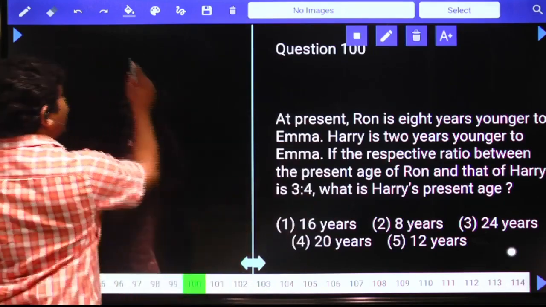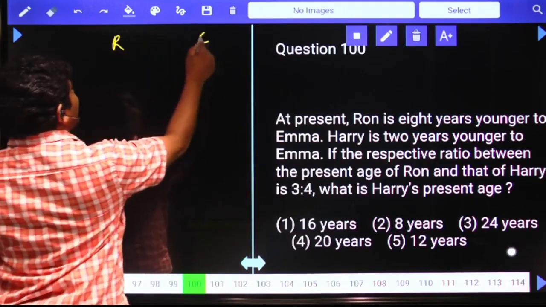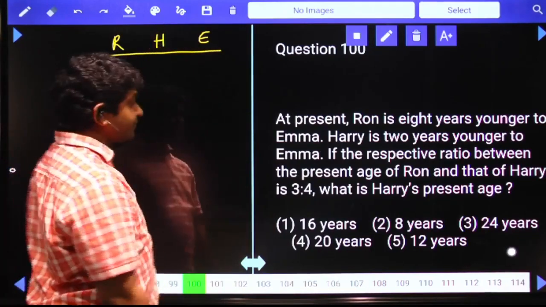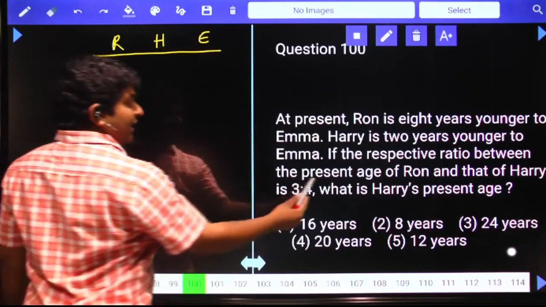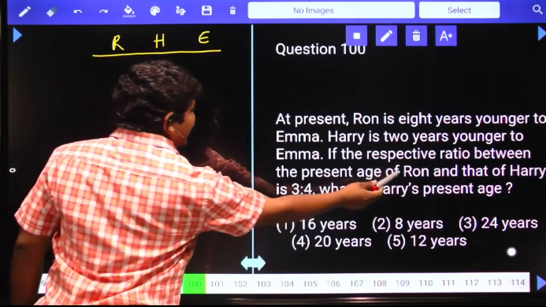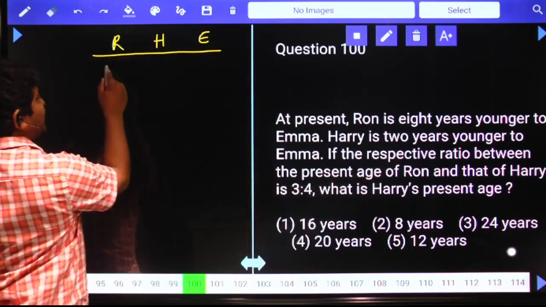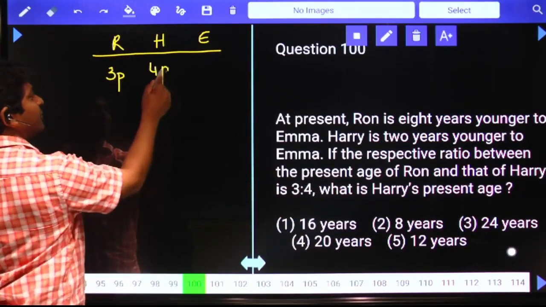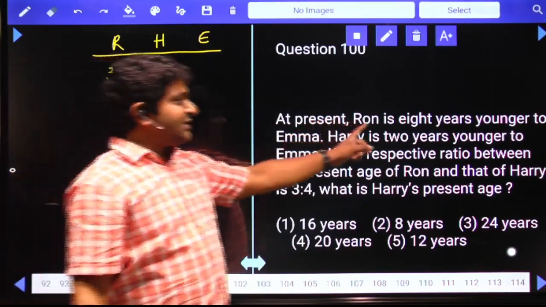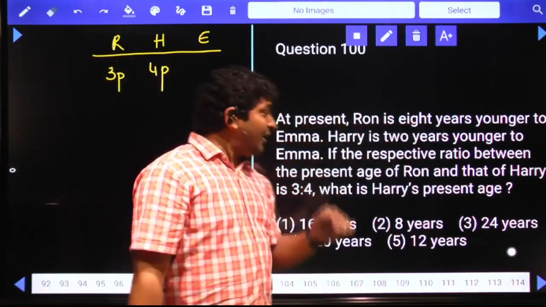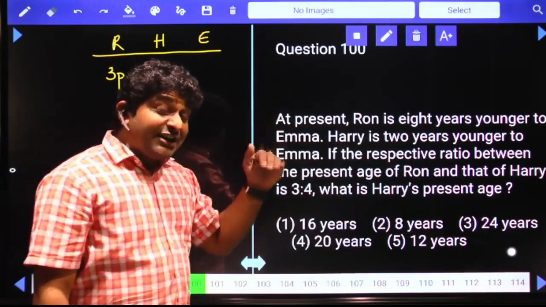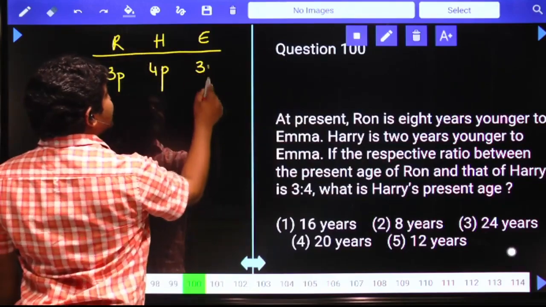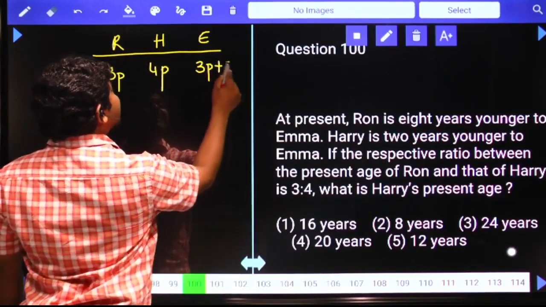Let's calculate. Run, Emma, and then Harry. These are the persons that we have. Now, at present, Run's and Harry's ages are in the ratio 3:4. Hence, you can treat them as 3 parts and 4 parts. Your first information says Run is 8 years younger than Emma. Then Emma is 8 years elder than Run. Then it is 3 parts plus 8.